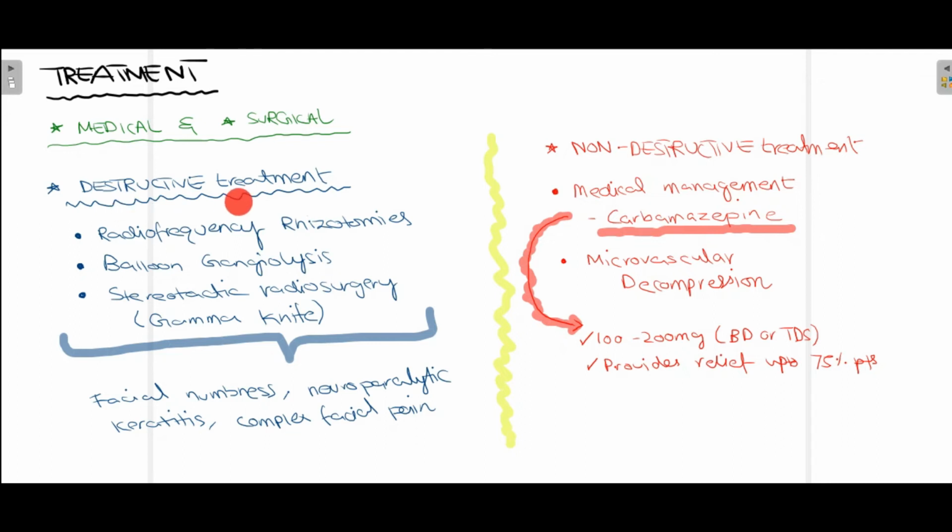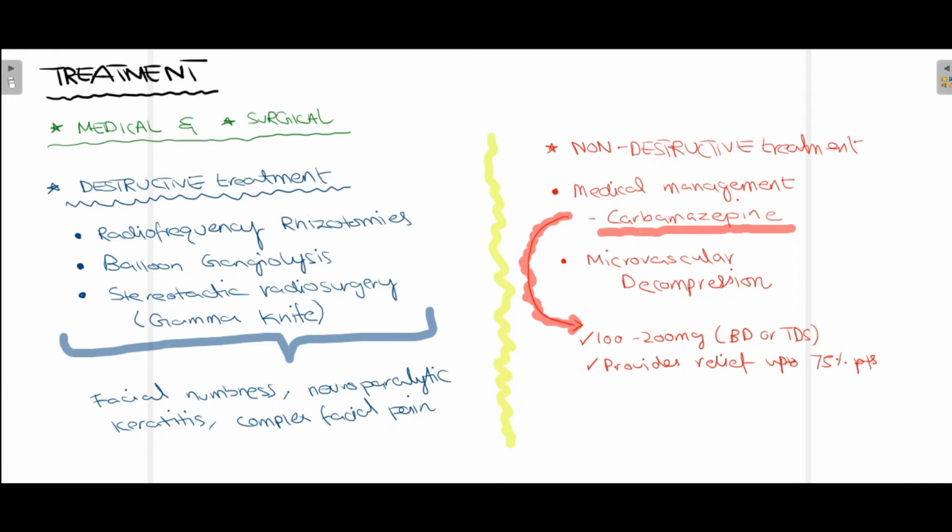Firstly, talking about destructive treatment, it consists of radiofrequency rhizotomies, balloon gangliolysis, and stereotactic radiosurgery, which is gamma knife surgery. But because these destructive treatments do destroy some structures, certain complications are associated. These complications are facial numbness, neuroparalytic keratitis, and complex facial pain. These develop when giving destructive treatment.